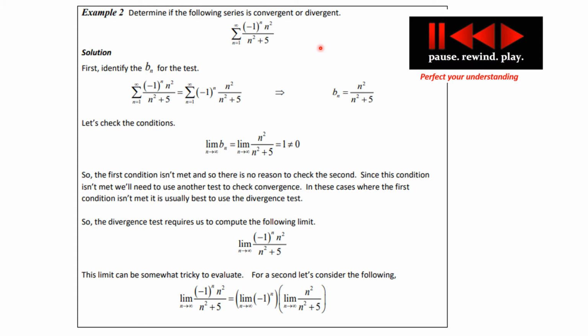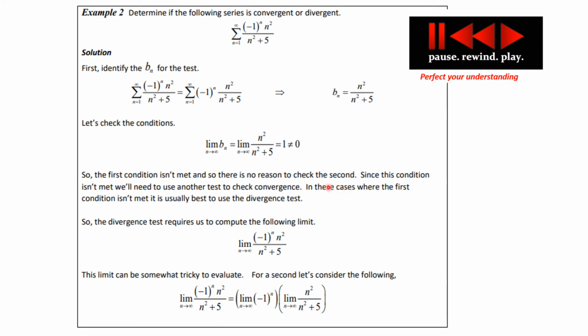So first, we verify it is alternating, and it is, because n squared and n squared plus 5 are both positive. That's our b sub n, and this is an alternating thing. So let's check the conditions. Well, as n goes to infinity, what happens with the b sub n is it's equal to 1, and that's not equal to 0. Well, right away, we don't have the first condition met, so there's no reason to check the second.